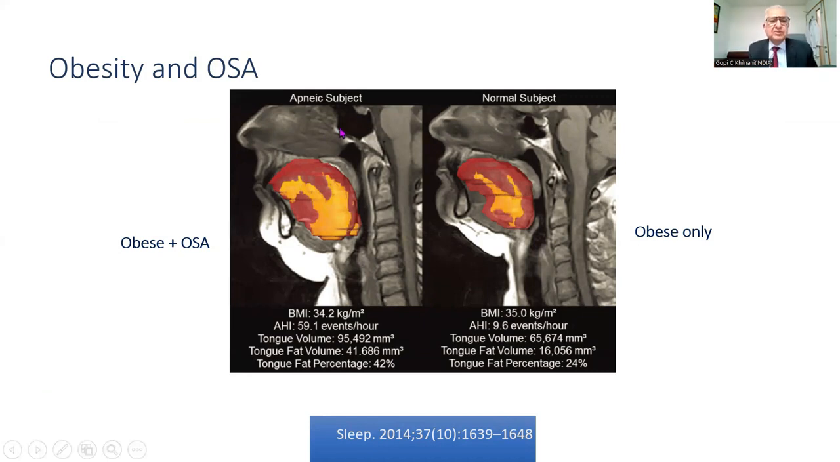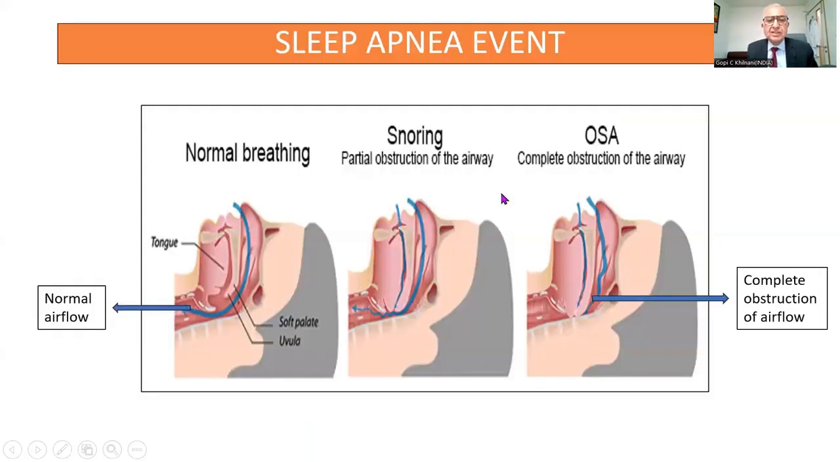Now this is a person who is obese, his BMI is 35, his AHI is 59, the apnea hypopnea index, because his tongue volume is too large. The yellow area is the fat content in the tongue volume. Another person who is equally obese, with a BMI of 35, has an AHI of only 9.6, and his tongue volume is less and the fat content is also less.